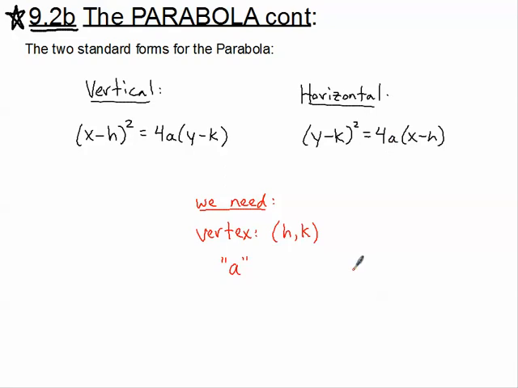I could give you a focus and a vertex, and you need to know the relationship between those two. I could give you 2 points of symmetry, and you could figure out what a is. I could give you the vertex and the directrix, and you could figure out what a is. There's a bunch of different ways I could give you enough information for you to find what a is. So once you find h and k from the vertex and the value of a, you can write your standard form if it's a vertical or if it's a horizontal. So this is the information that we're going to need today, the vertex and a.